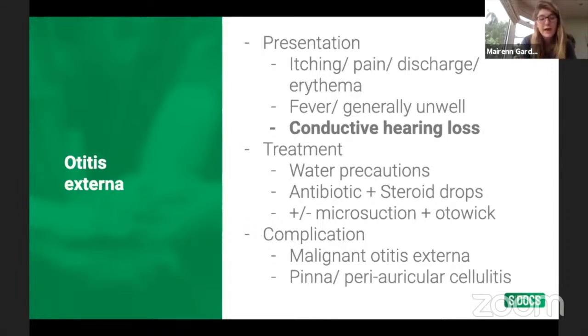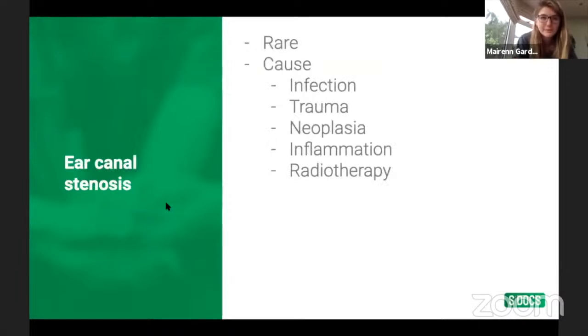These patients might also get pinna or periauricular cellulitis. Cellulitis will affect the whole ear, including the earlobe, which is quite important to remember. And again, these patients will just need to be given some antibiotics. Now going on to ear canal stenosis. I'm not going to spend very much time on this because it's quite rare, but ear canal stenosis can be caused by recurrent infections, any trauma to the ear, which can damage the ear and cause strictures and scarring, tumours, any inflammation to the ear, and also radiotherapy.